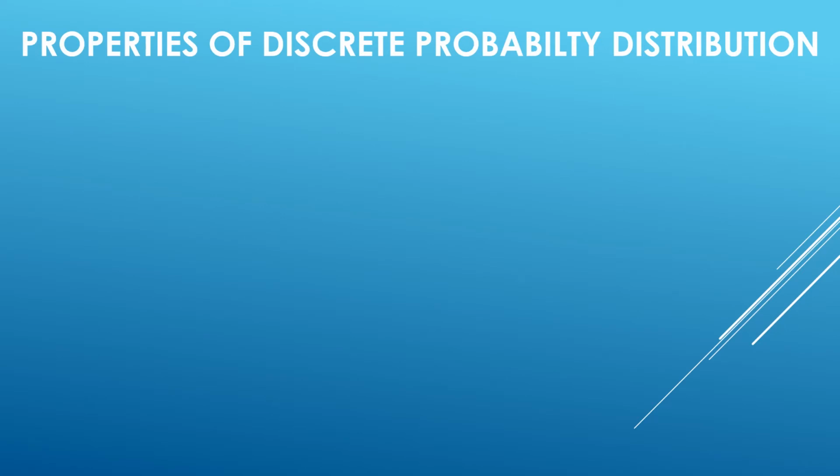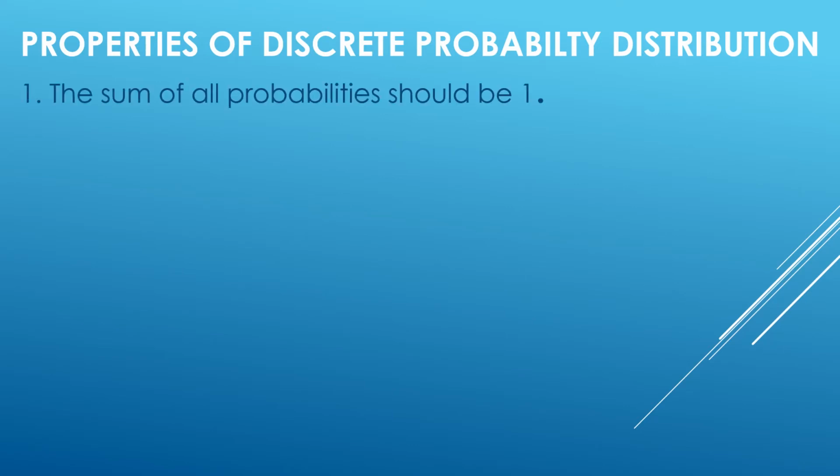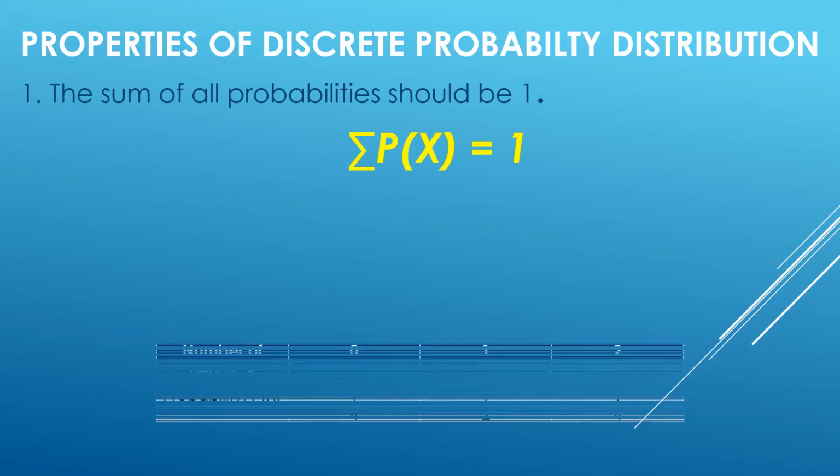Next, we go to the properties of discrete probability distribution. Number 1 property, the sum of all probabilities should be 1. In symbol, we write that as the summation of p of x is equal to 1. So that means that the sum of all the probabilities must be equal to 1. That is number 1 property. So let's have an example.